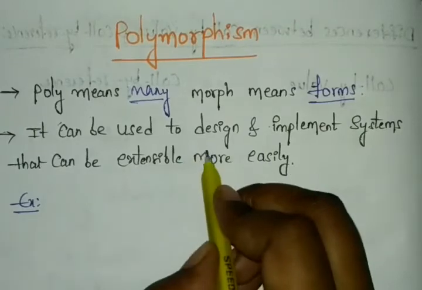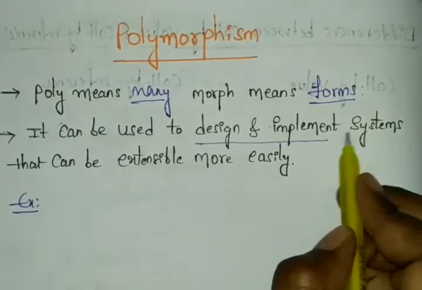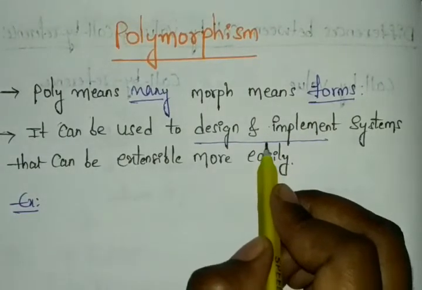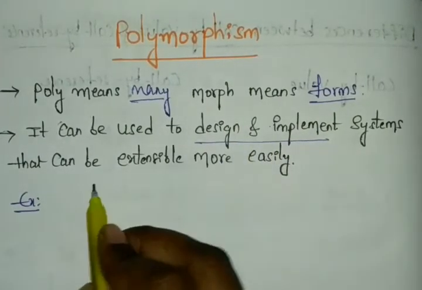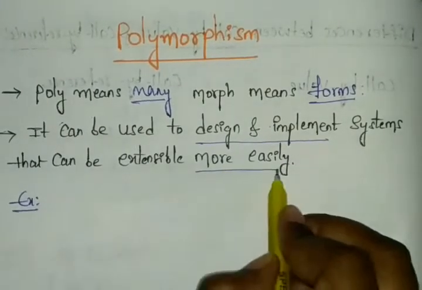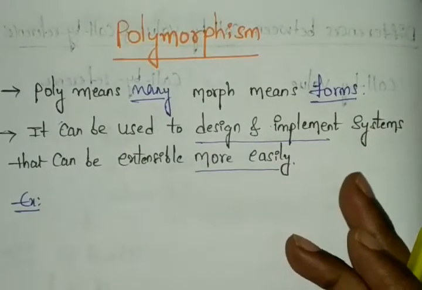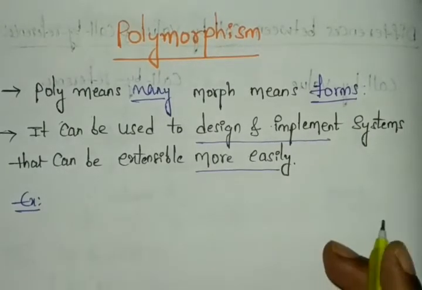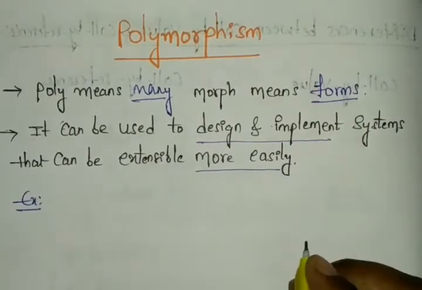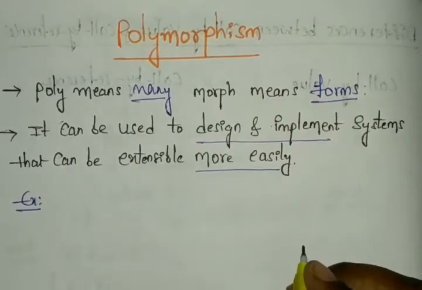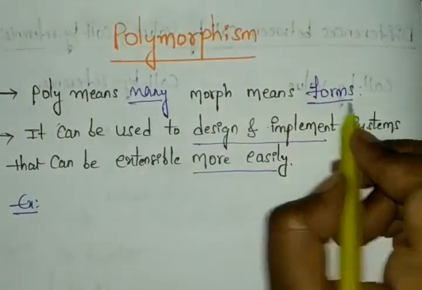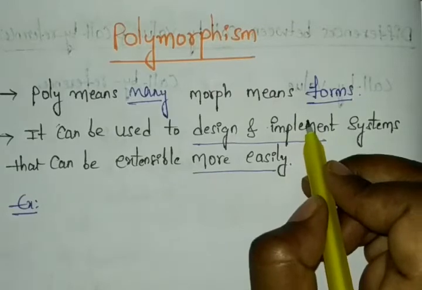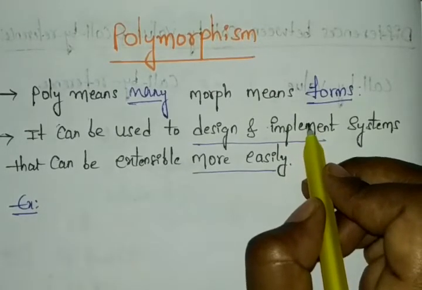So it can be used to design and implement our systems. Once you have designed or implemented it, it can be extensible to our process. It is very easy to perform our programs. If you're working with polymorphism, it has the ability to take more than one form. Like here you're working with many forms. You can work with more than one form, and that is possible by polymorphism.